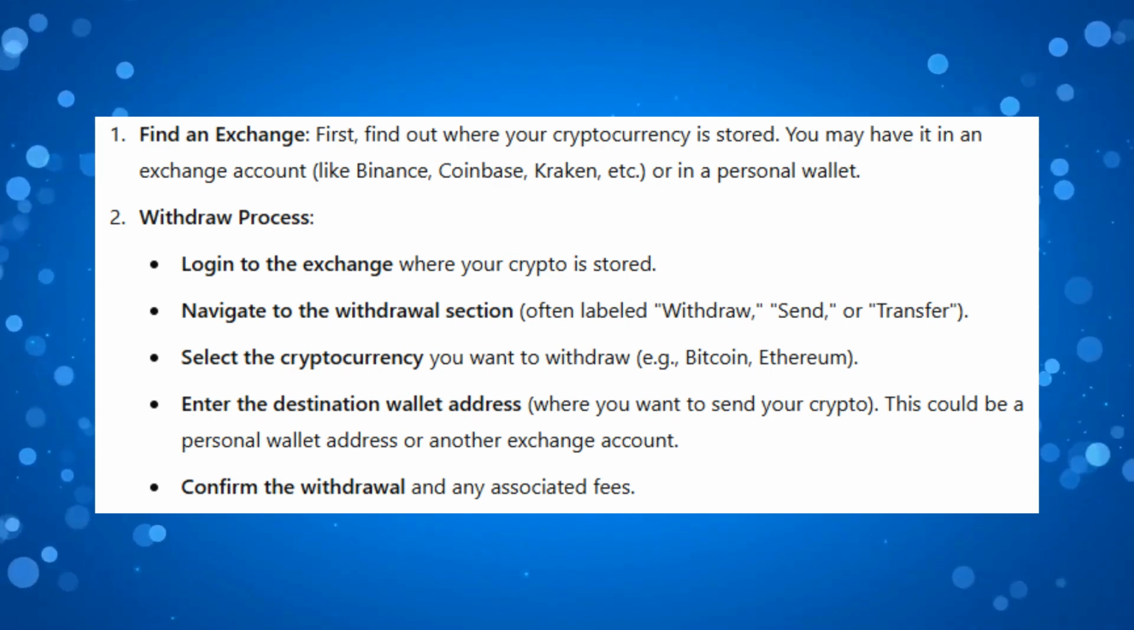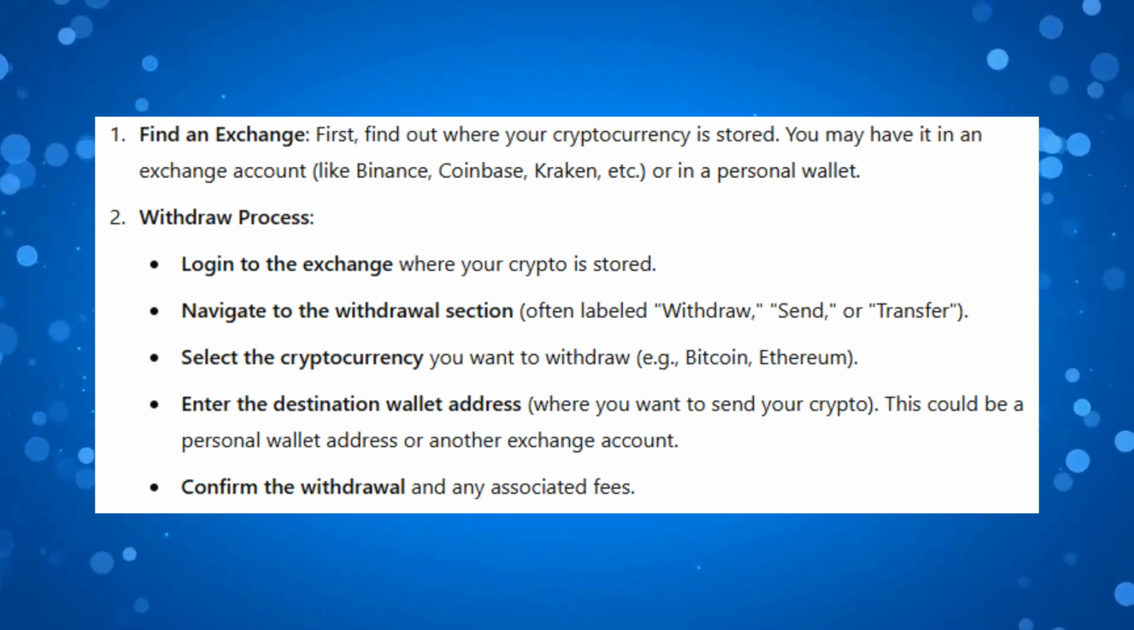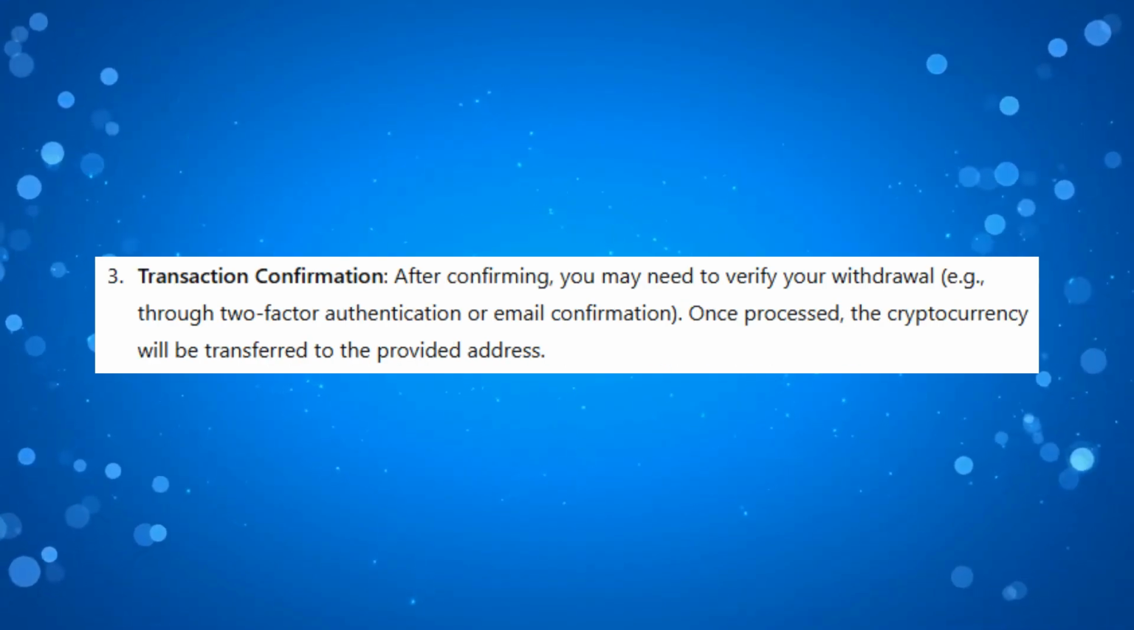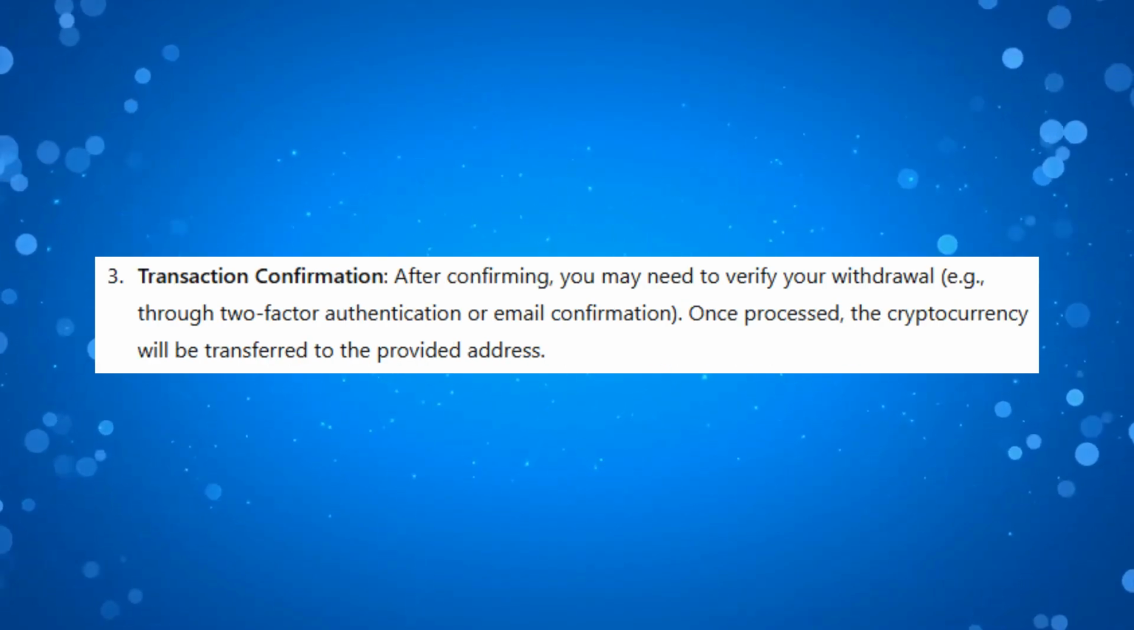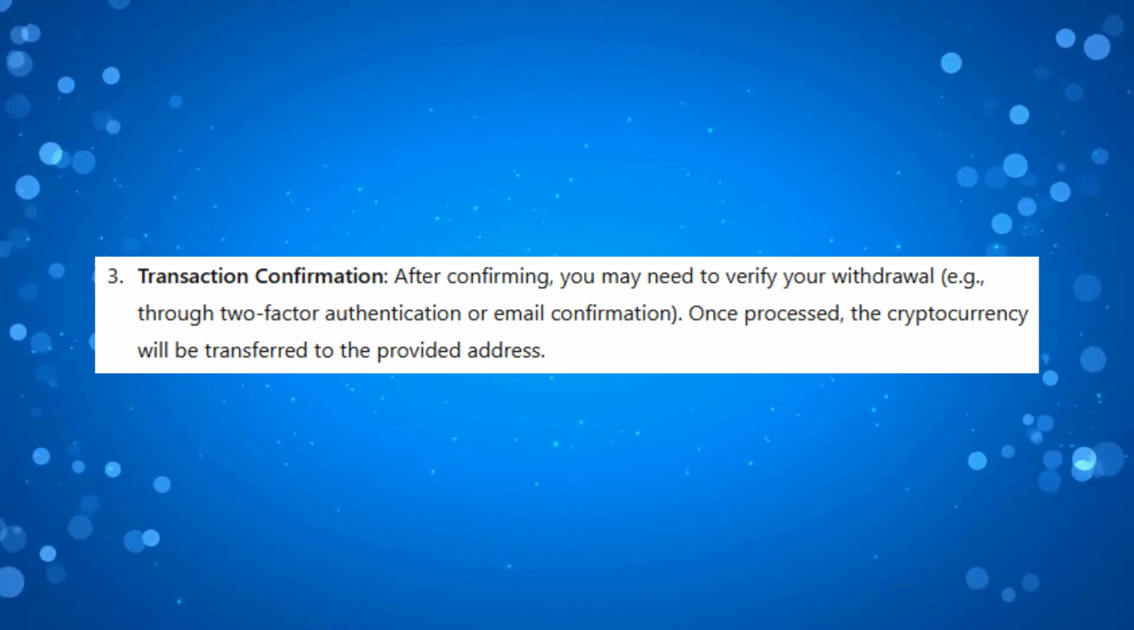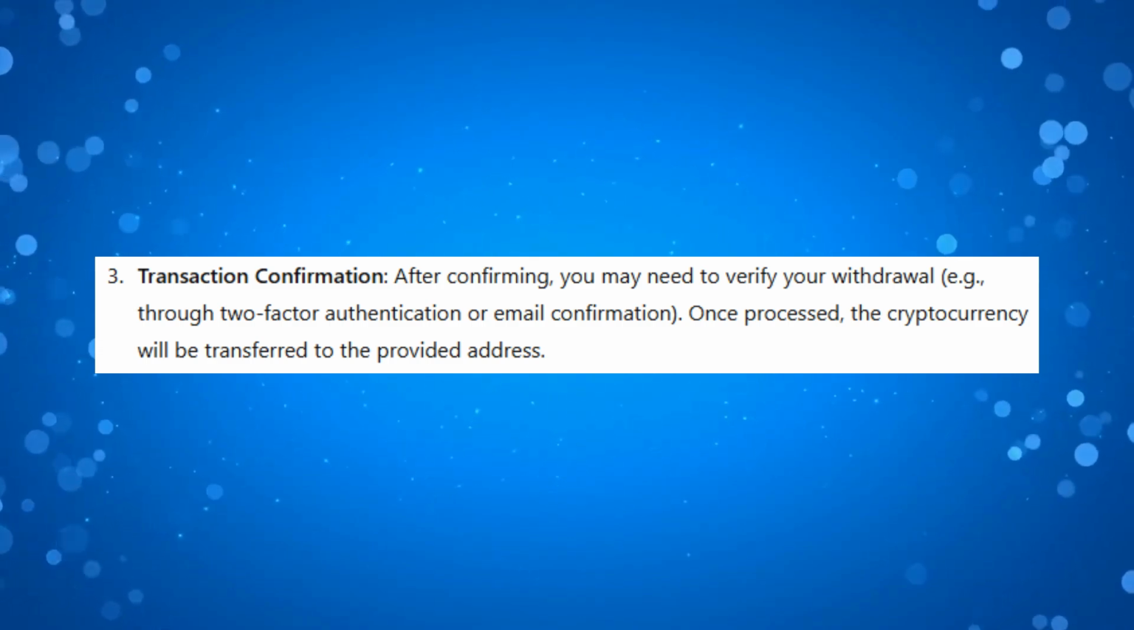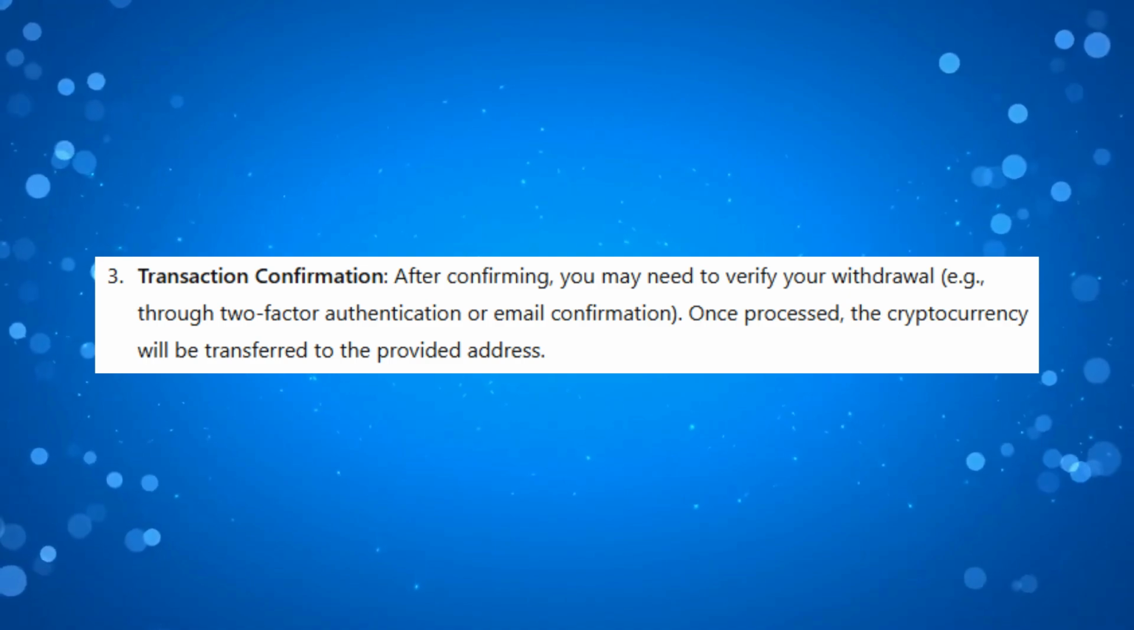Then what you would do is just confirm the withdrawal and any associated fees. After confirming, you may need to verify your withdrawal, for example through a two-factor authentication or maybe an email confirmation. And once processed, the cryptocurrency will be transferred to the provided address.